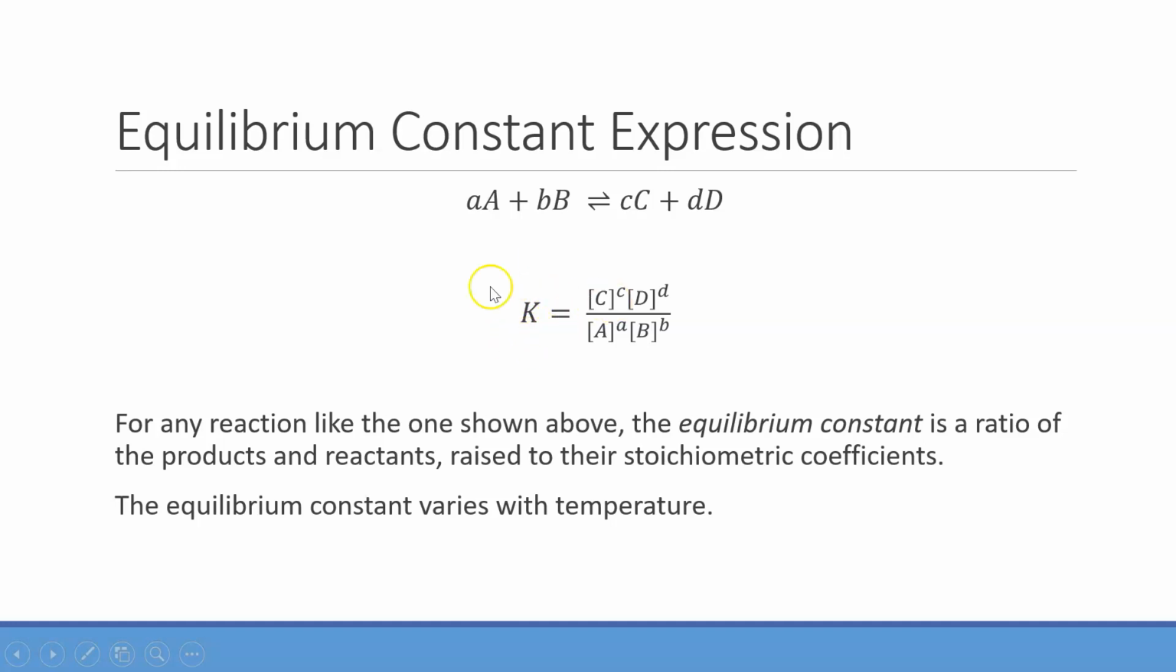So what that means is that for any given reaction, there is a set ratio of products to reactants for equilibrium equations that varies with temperature. Okay, so if you know K for a certain temperature, it will be the same no matter what.